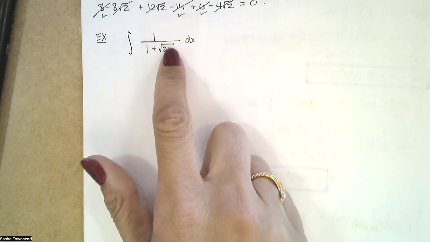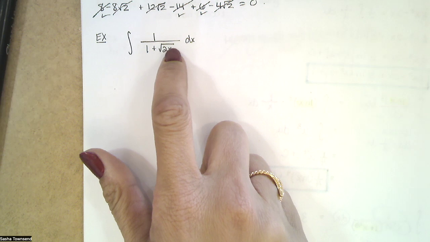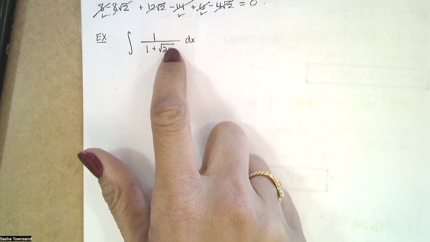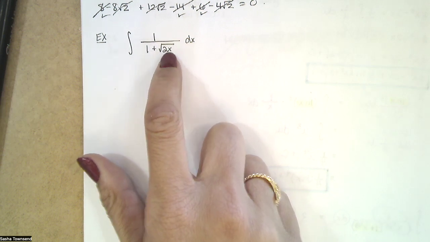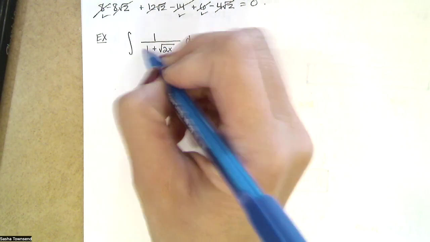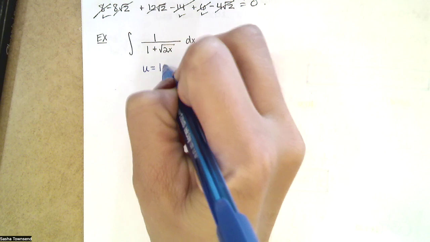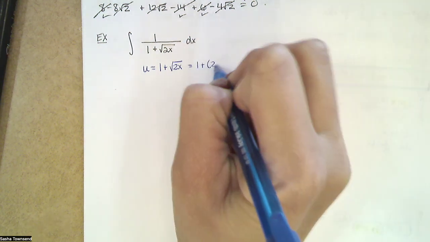Since we don't have a rule for that either, it might be helpful to let u equal 1 plus the square root of 2x. Let's see if that works. I want to include the 1 because that will simplify the denominator as much as possible. If I include the 1, then the entire denominator is my u. So let's let u equal 1 plus the square root of 2x, which can be written 1 plus the quantity 2x to the 1/2 power.